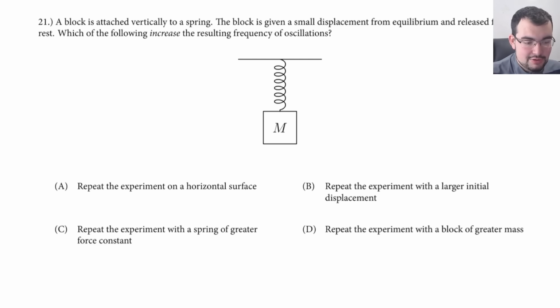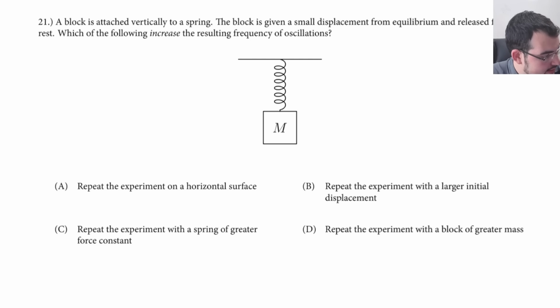A block is attached vertically to a spring. The block is given a small displacement and released from rest. Which of the following will increase the frequency of oscillations? We can do it on a horizontal surface. We can do it with a larger displacement. We can repeat with greater mass or greater force constant.